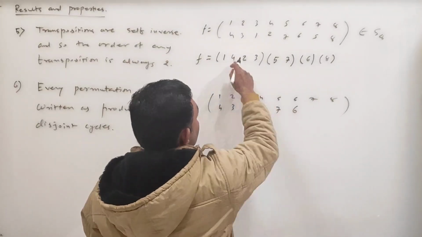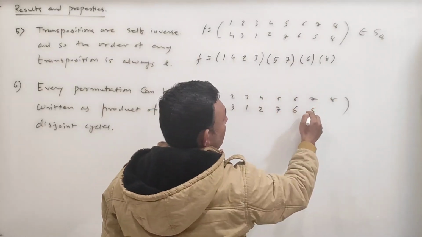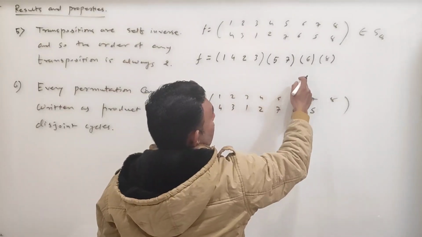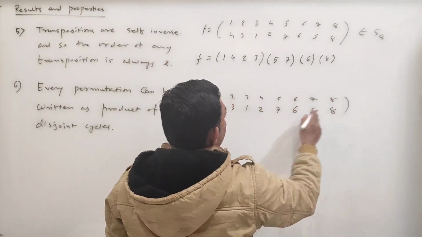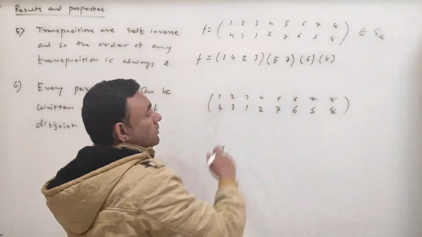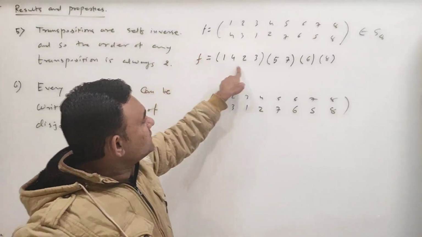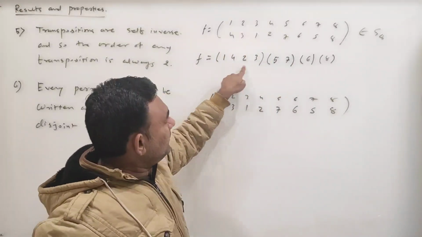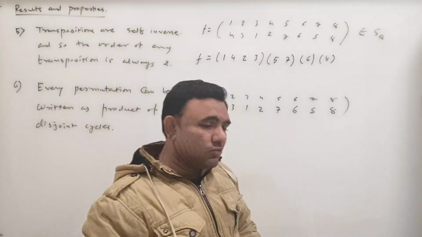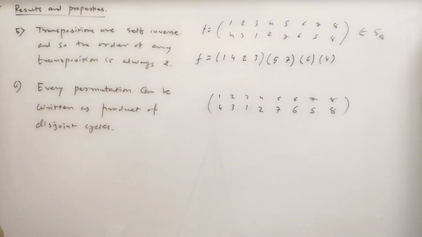Now 7, 7 goes to 7, 7 goes to 5, 5 goes to 5. And for 8, 8 goes to 8 throughout. So 4, 3, 1, 2, 7, 6, 5, 8. The product of these you will get the same thing. So these two things are equal, but this is what F is: a product of cycles, and the cycles are disjoint. So in this way you can always write every permutation as a product of disjoint cycles.